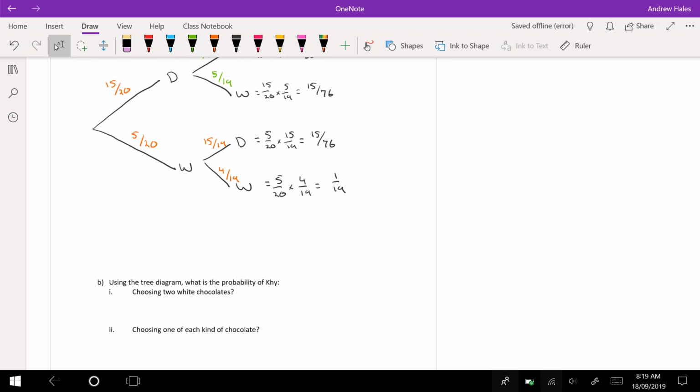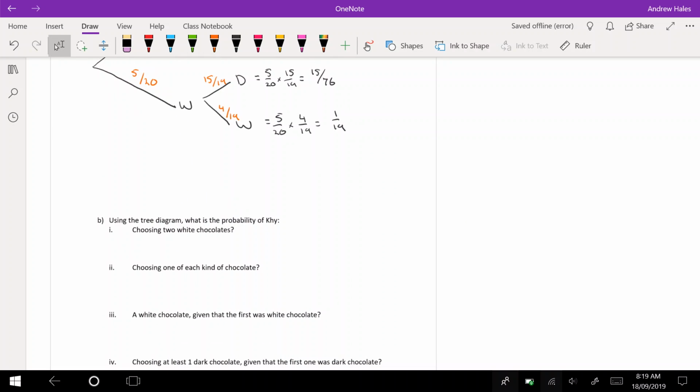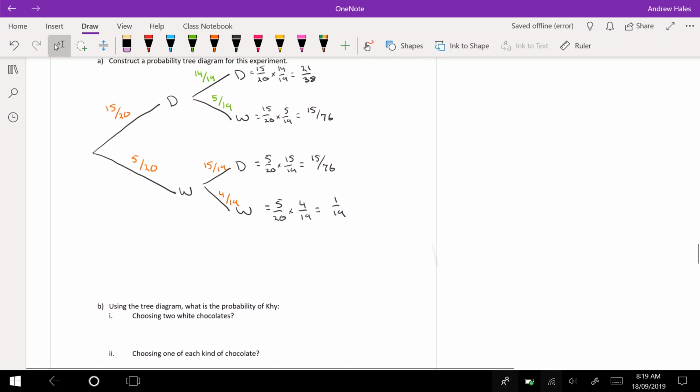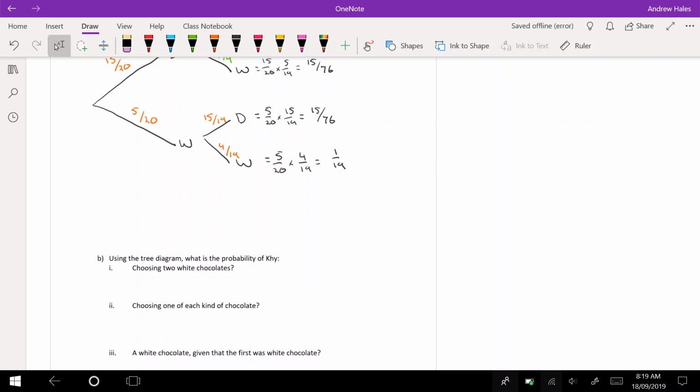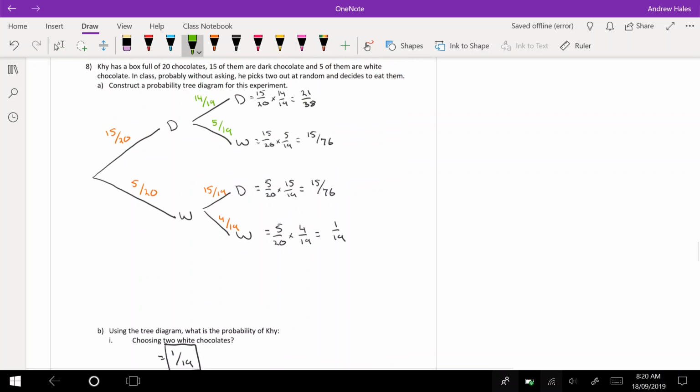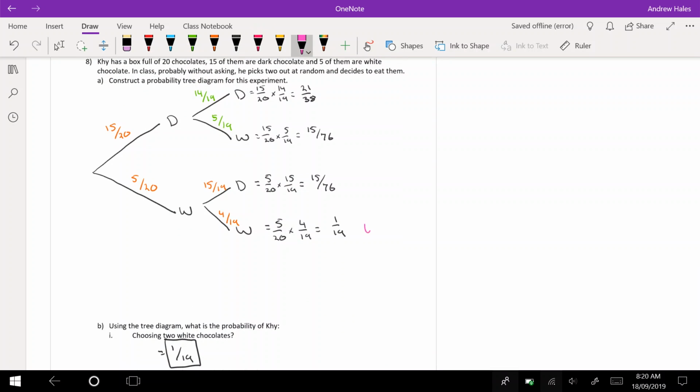So using the tree diagram, what's the probability that Kai chooses 2 of my white chocolates? Well, that is this little branch here, this one and that one. And we figured out 2 white chocolates just equals 1 out of 19. Actually, let's label them at the end. So this is 2 white, white-dark, dark-white, dark-dark.